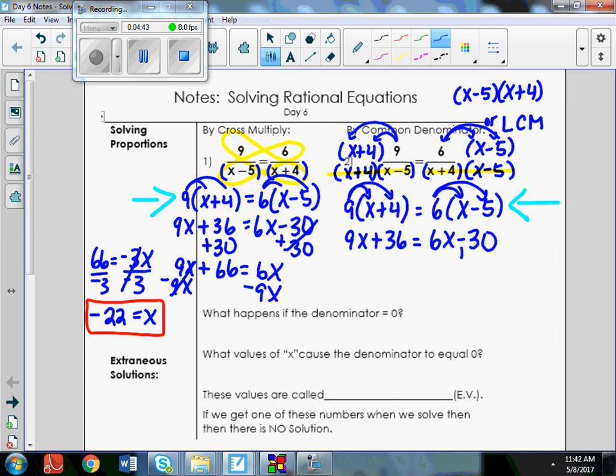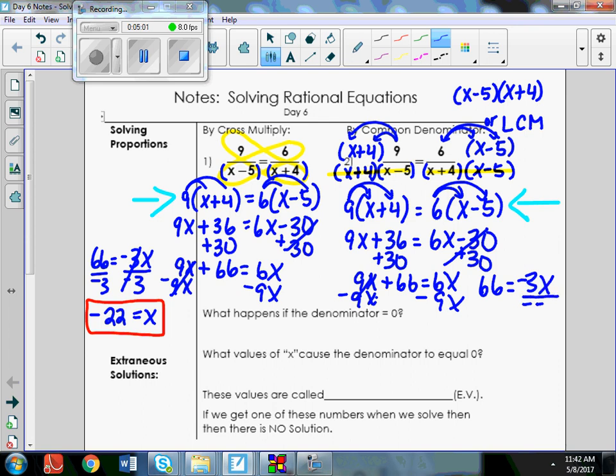So here we would get the same thing. Last time we added 30, and we had 9x plus 66 equals 6x. We subtracted the 9x, and we were left with 66 equals negative 3x. We divided by negative 3, and we were left with negative 22 equals x. Okay, so they work the same way. So if you haven't finished the rabbit worksheet and you want to use common denominator, you can, because it's really the same thing and it'll look the same as when you cross multiply.